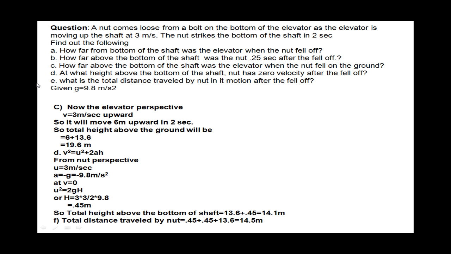Now comes the fourth question. At what height above the bottom of the shaft does the nut have zero velocity after it fell off? What does this mean? I have explained that since the nut has some initial velocity, it will go to a certain height. At that point its velocity becomes zero, and then it will start accelerating downward. So here we can use the third equation: v squared equals u squared plus 2as. From the nut's perspective, u is 3 meters per second, acceleration is 9.8, and v is equal to 0. So the height will be 0.45 meters. This is the height from the point where it fell off, but from the bottom of the shaft it will be 13.6 plus 0.45, so it's 14.05 meters.